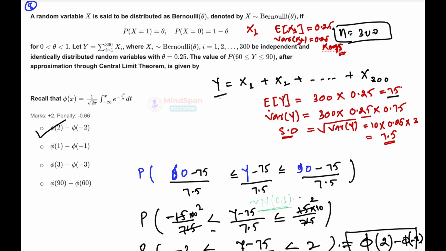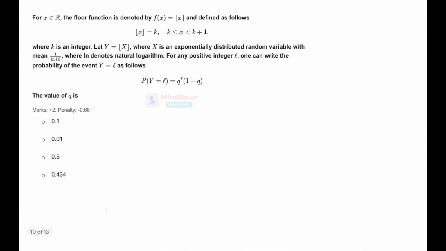Alright, let me proceed with the next. Okay, now let's look at question number 9. For x belonging to the real numbers, the floor function is denoted by this and defined as follows. So we have also been given how this floor function has been defined, right, and this is how it has been defined. So we will talk more about that. Let me read out the rest of the question.